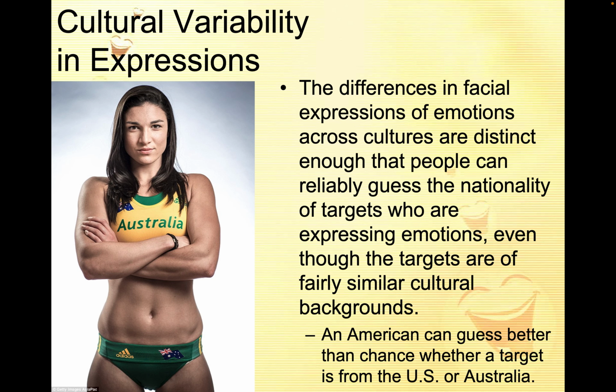The differences in facial expressions of emotions across cultures are distinct enough that people can reliably guess the nationality of targets who are expressing emotions, even though the targets are from fairly similar cultural backgrounds. An American can guess better than chance whether a target is from the United States or from Australia. This is an individual by the name of Michelle Jenneke. She was really popular about 6 or 8 years ago. She's a hurdler. She had this little dance that she did to warm up before she ran, and she became very popular. And if you look at her and you say, yeah, she sure looks Australian to me, then, well, let's see if you can identify another Australian.